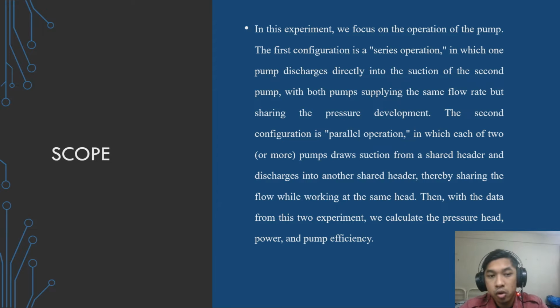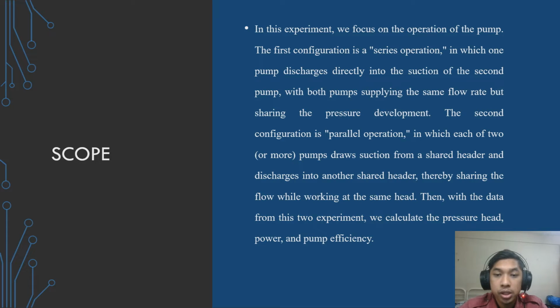And finally, the scope of this experiment. In the experiment, we are focused on the operation of the pump. The first configuration is series operation, in which one pump discharges directly into the suction of the second pump, with both pumps supplying the same flow rate but sharing the pressure development.